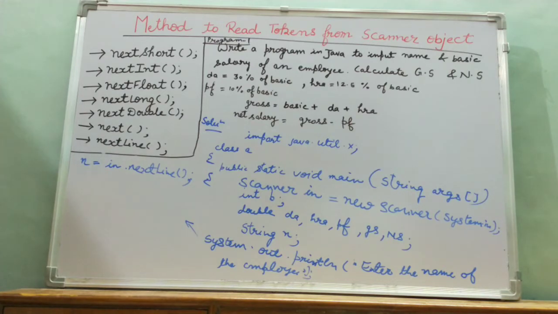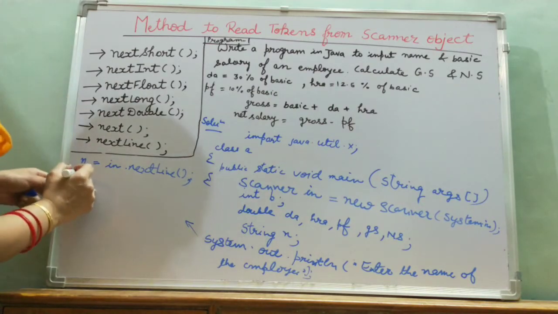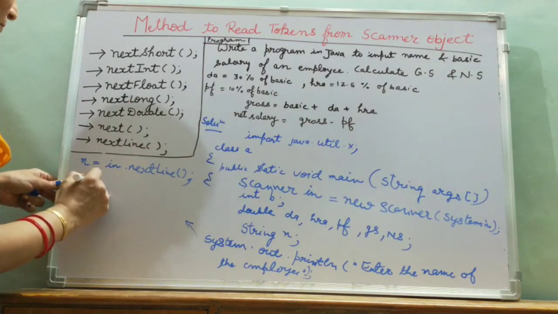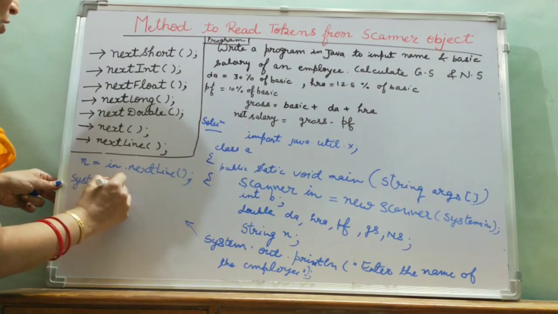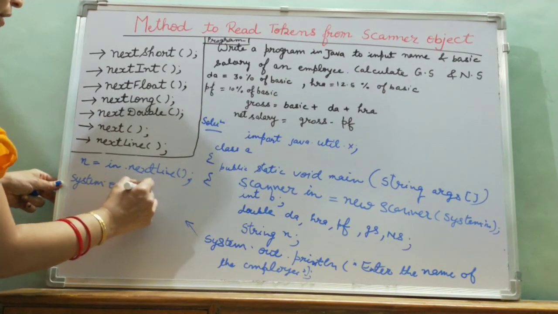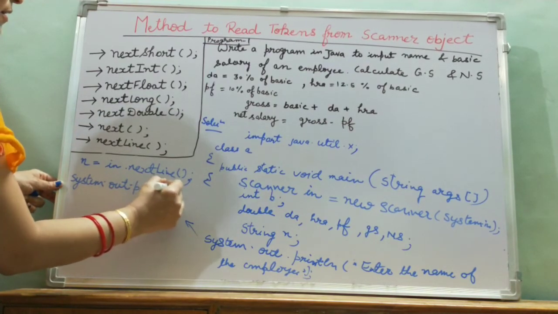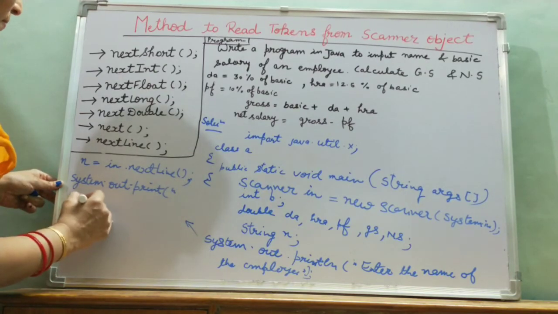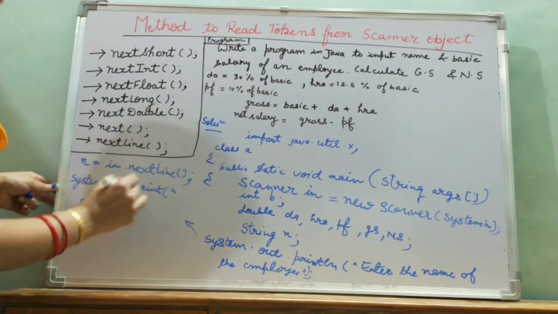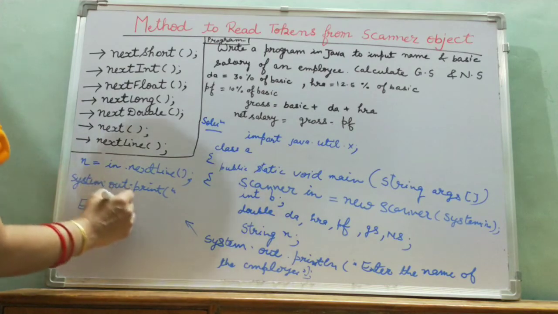Next is enter basic salary. After entering the basic salary, we can calculate the gross and net salary. The next statement is enter basic salary. Then you will write System.out.print, and within double quotes, enter basic salary.